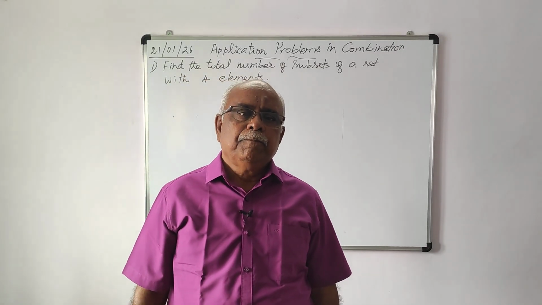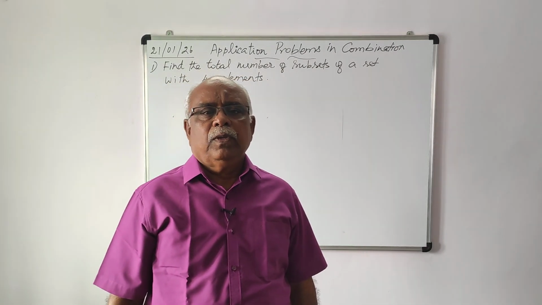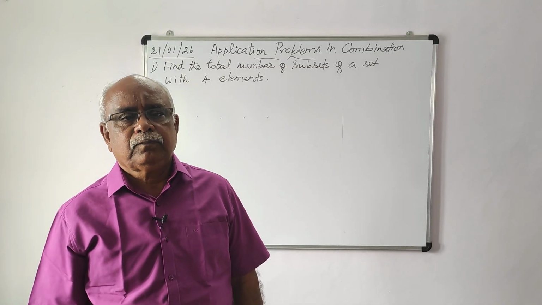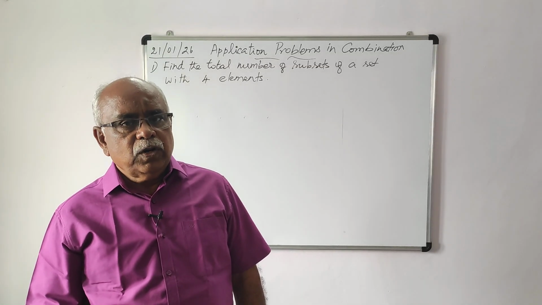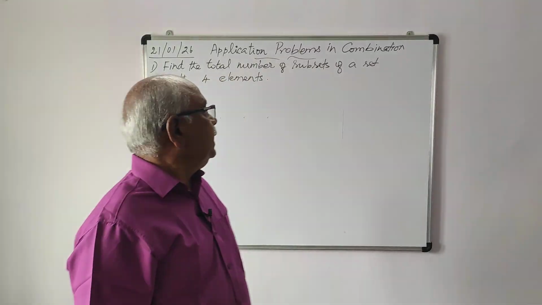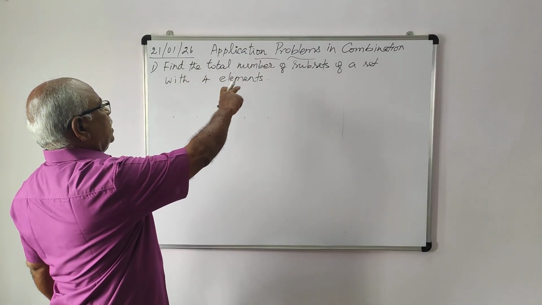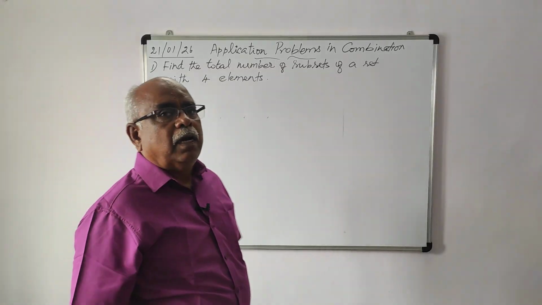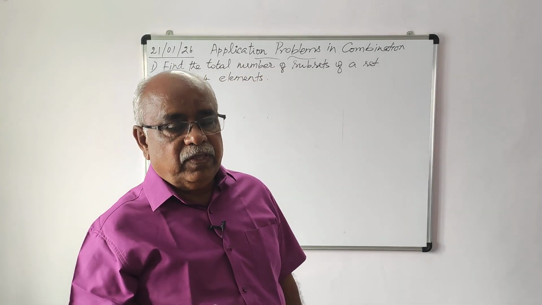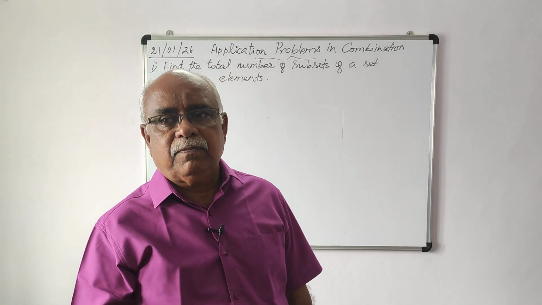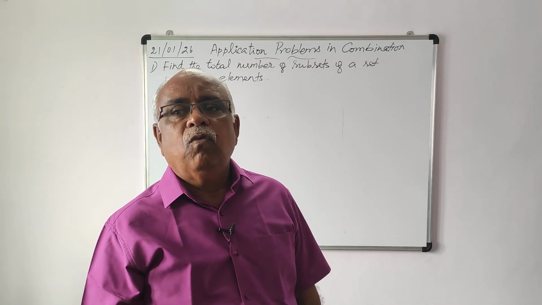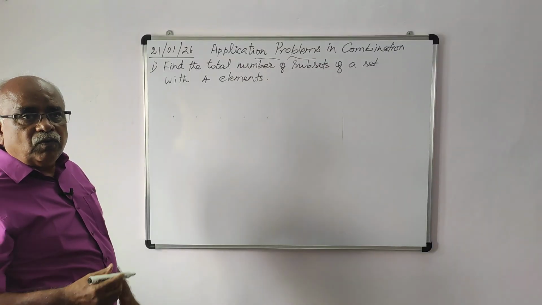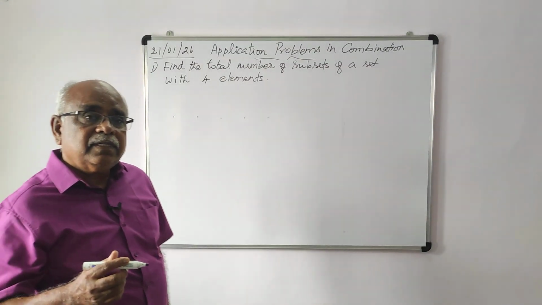My dear students, in this video I am going to solve some application problems in combination which are in your textbook. The problem is: find the total number of subsets of a set with 4 elements. How many subsets are there for a set containing 4 elements? By the combination method we have to find the number of subsets.